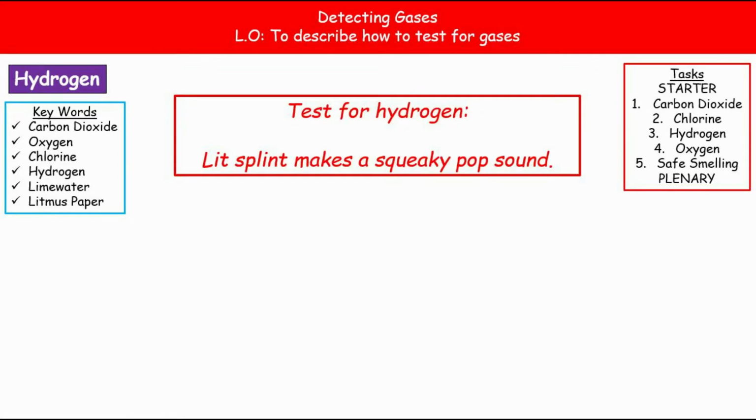To test for hydrogen, what we need to do is hold a lit splint into the tube of our choosing, and if it makes a squeaky pop sound, we've got hydrogen present. So lit splint makes a squeaky pop is our hydrogen test.